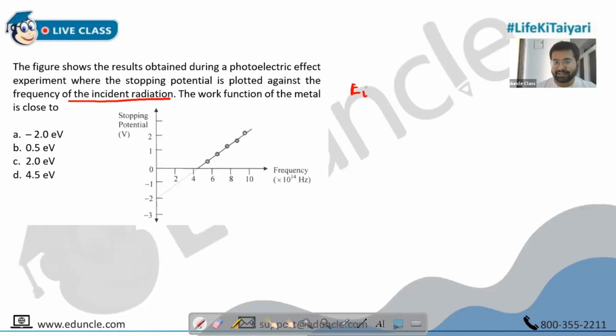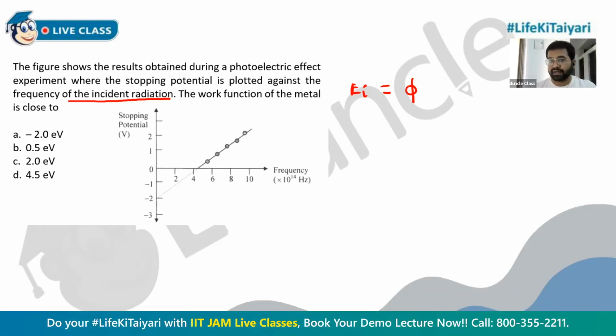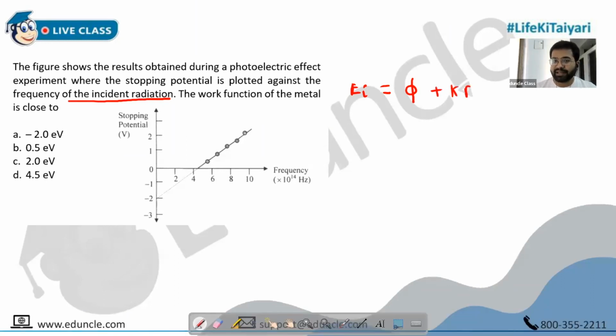What is it that you know? That the incident energy is first used to overcome the work function. You denote work function by phi or W, whatever. So first, the incident energy is used to overcome the barrier potential, or work function, and the remaining energy is transferred to the electron in the form of kinetic energy. Any questions on this equation? Incident energy is divided as work function, and the remaining is transferred as kinetic energy.